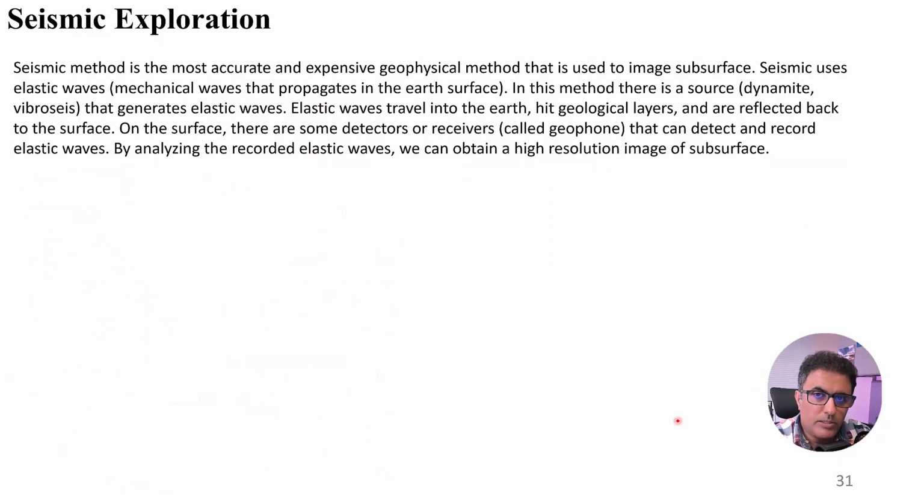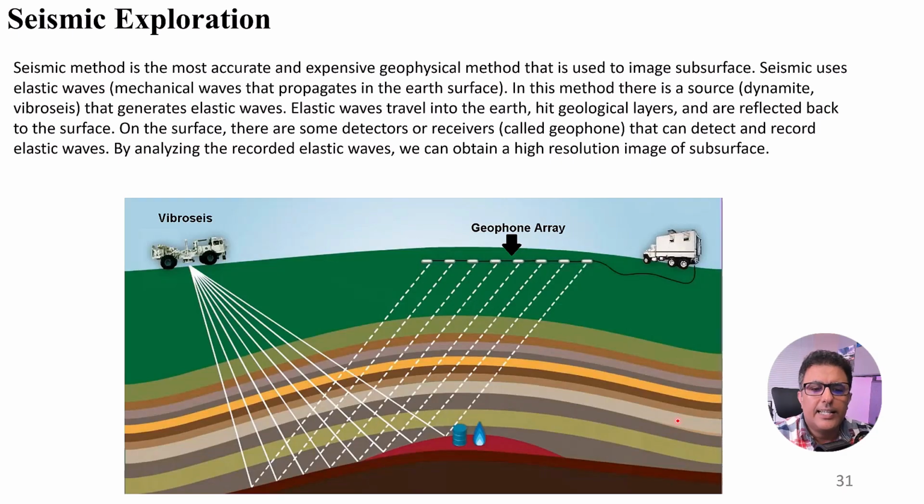But the most popular method that we use in oil and gas exploration is seismic. In seismic methods, what we do is image the subsurface by seismic waves, which are a form of acoustic waves. So usually we have a source on the surface that produces some vibrations or releases some energy into the earth. The source can be vibroseismic or dynamite. And then this seismic energy travels down through the earth in the form of seismic waves.